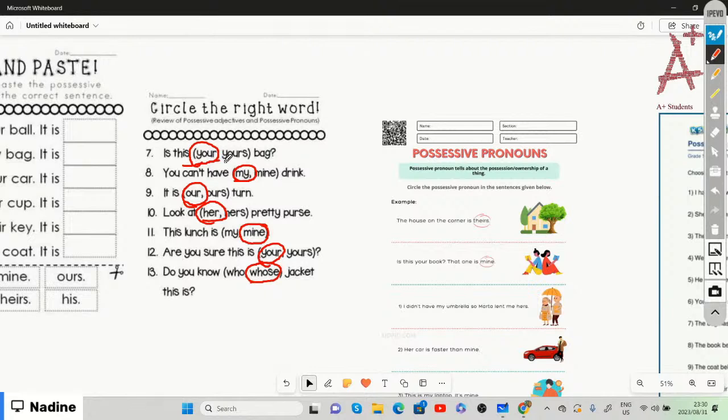All right. So these are but a few possessive pronouns, right? And we say that the pronoun basically takes the place of a noun. And we have possessive pronouns. And then it also takes the place of possessive nouns, right?